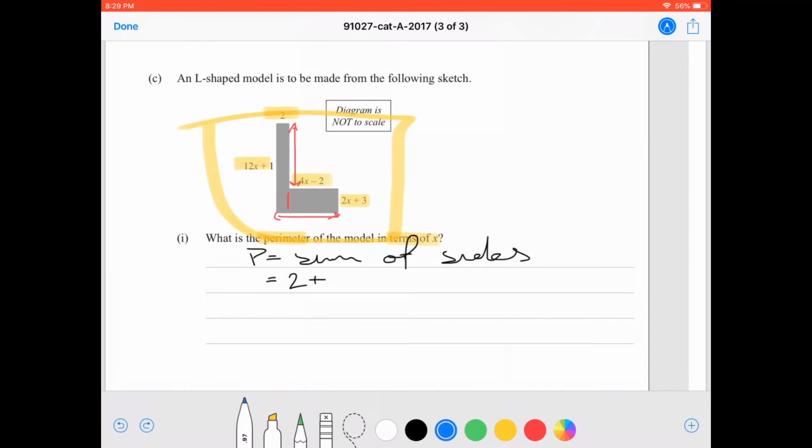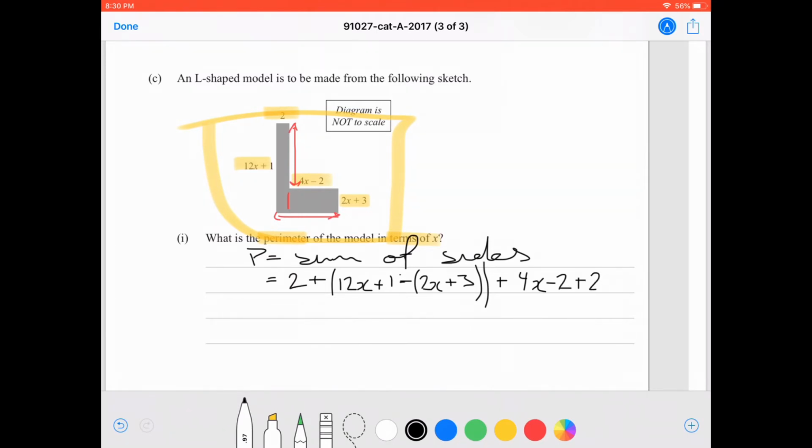So it's 2 plus, it's going to be 12x plus 1 minus, in the brackets, 2x plus 3. And that's all in brackets actually. Okay, 4x minus 2 has been given to us.